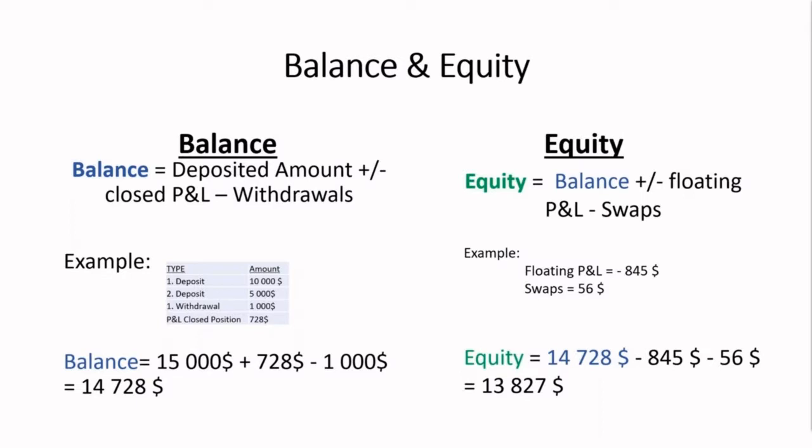Let's check in the same example the equity. The equity reflects the balance plus your floating PNL, which means the PNL of your open positions. If you kept those positions overnight, you need to subtract from your balance also the overnight swaps. Let's check this on our example.